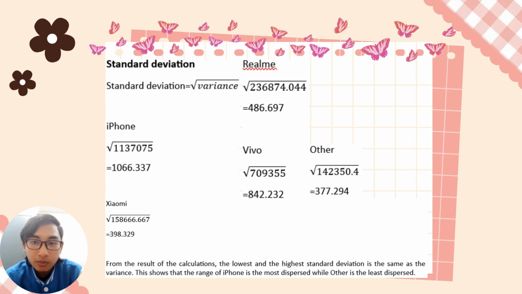For Realme, we got 486.697. For Vivo, we got 842.232. And lastly, for Xiaomi, we got 398.329. For the result of the calculation, the lowest and the highest standard deviation are the same as for the variance. This shows that the range of iPhone is the most dispersed, while others is the least dispersed.